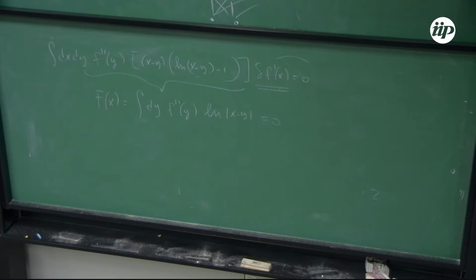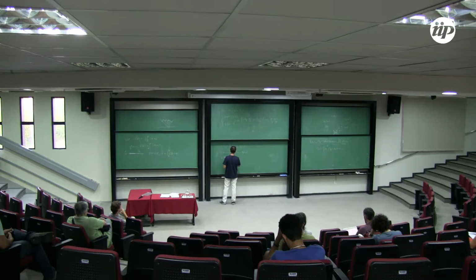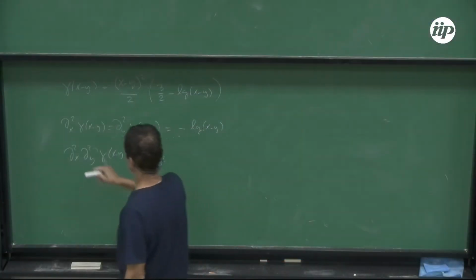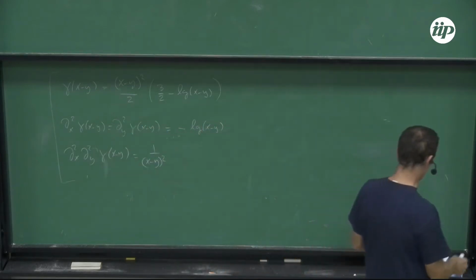So what you do is this. Let's introduce a function gamma of x minus y, which is equal to x minus y squared over 2, times 3 over 2 minus log of x minus y. Let me introduce this function in such a way that the double derivative of gamma of x minus y is equal to minus log of x minus y. And if you take the double derivative with respect to x minus y, this is equal to 1 over x minus y squared. So these are just simple derivatives, and I define a function which will be useful for what comes later.